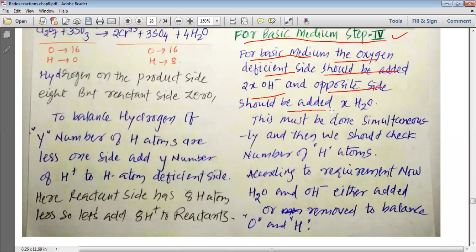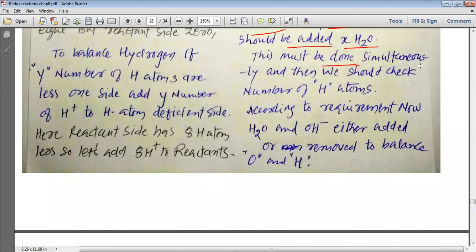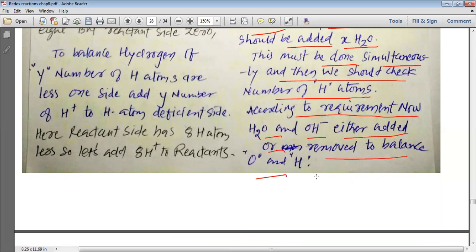And the opposite side should be added x H2O. So if you add 8 OH minus on one side, then on the opposite side add 4 H2O. If you add 10 OH minus on one side, then on the opposite side add 5 H2O. So this is the process for balancing hydrogen and oxygen in the basic medium. This must be done simultaneously, and then we should check the number of hydrogen atoms. According to the requirement, H2O and OH minus are either added or removed to balance the oxygen and hydrogens.